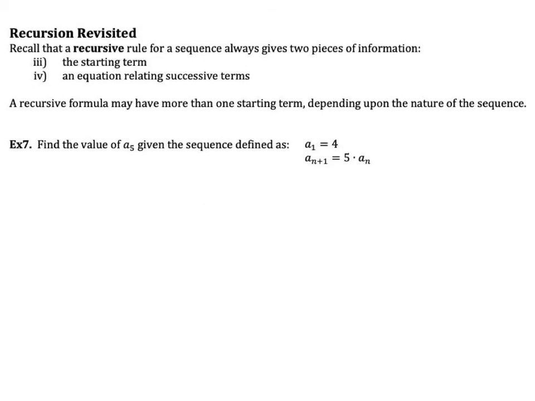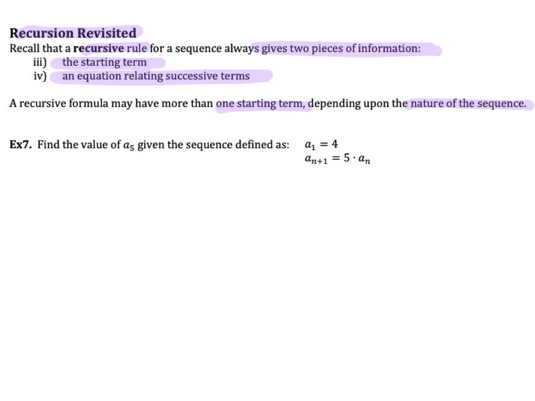All right, recursion revisited. We're back with recursion. Recall that a recursive rule for a sequence always gives 2 pieces of information. Number 1, you need to tell us where that rule begins. What's the starting point? What's the starting term? And then we need to know what's happening over and over again. How do we get the successive terms? Are they adding by a number, subtracting by a number, multiplying by a number, dividing by a number? So that's what we need to know. A recursive formula may have more than one starting term depending on the nature of the sequence, so you need to look carefully at the sequence and make sure that your recursive relationship is defining it properly.